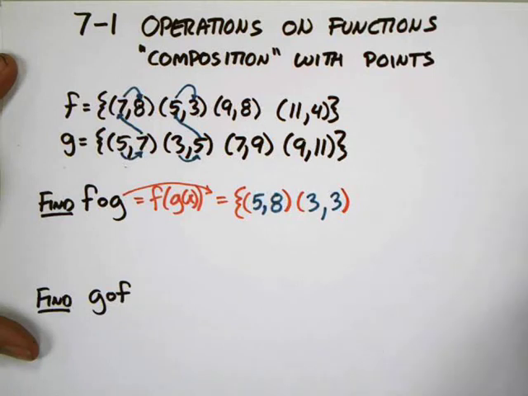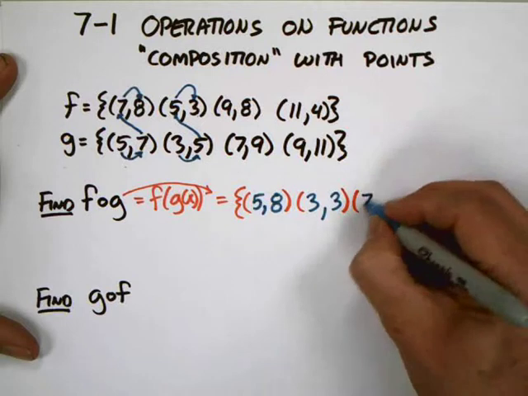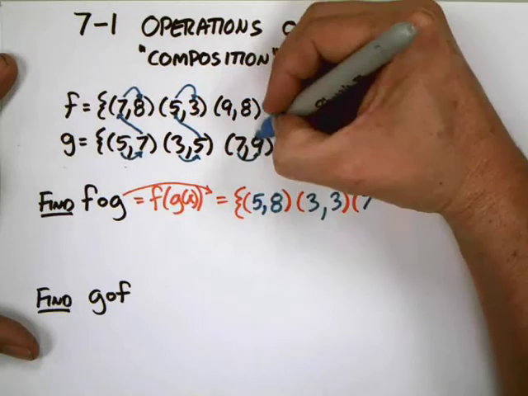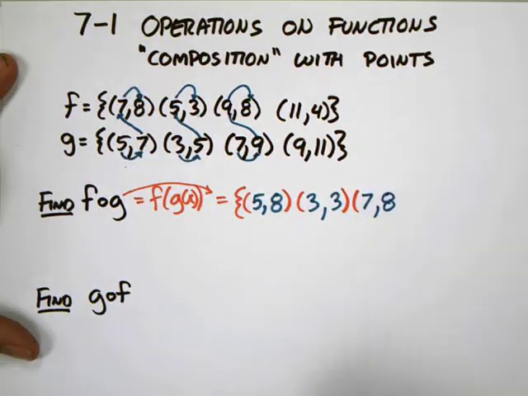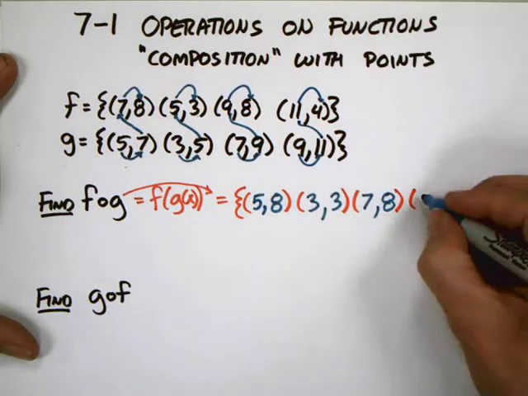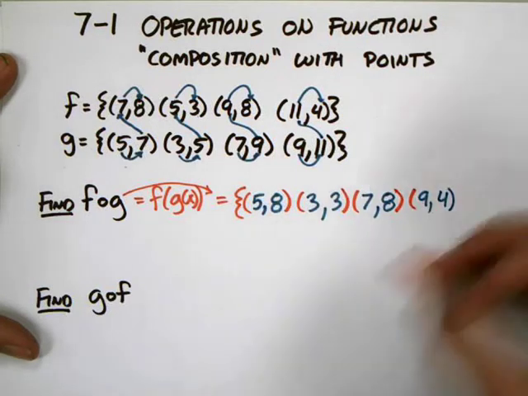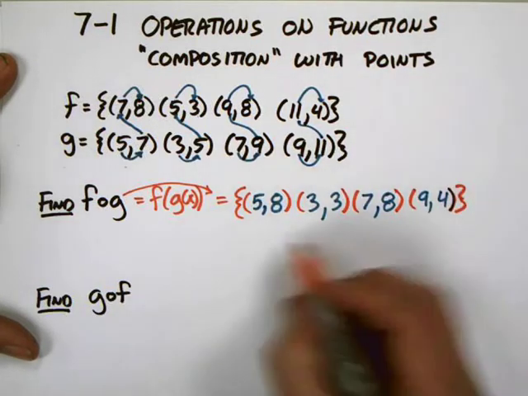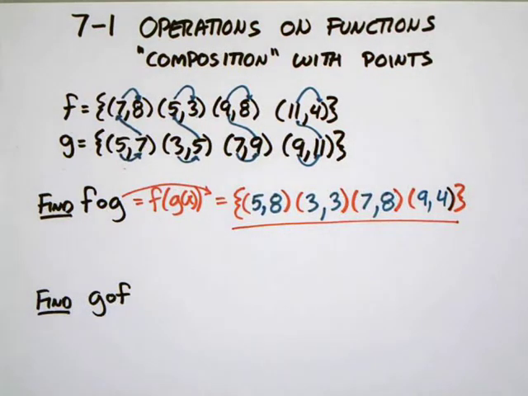I'm going to continue through all of these, same thing. I'm going to start with the next one. It's a 7. If I start with a 7, 7 turns into 9. 9 turns into 8. So the 7 is going to turn all the way into an 8. And the last one, I start with a 9. 9 turns into 11. 11 turns into 4. So this 9 is going to turn all the way into that 4. So this would be my answer for f of g.